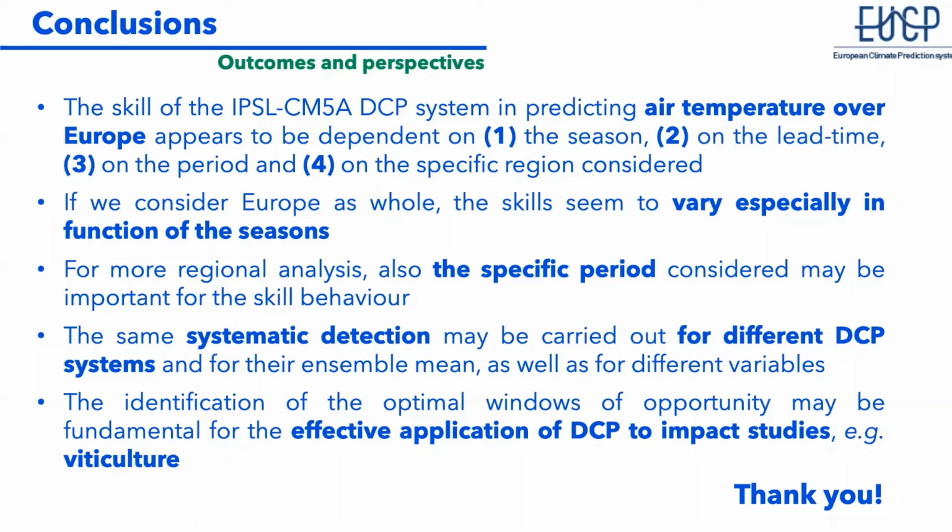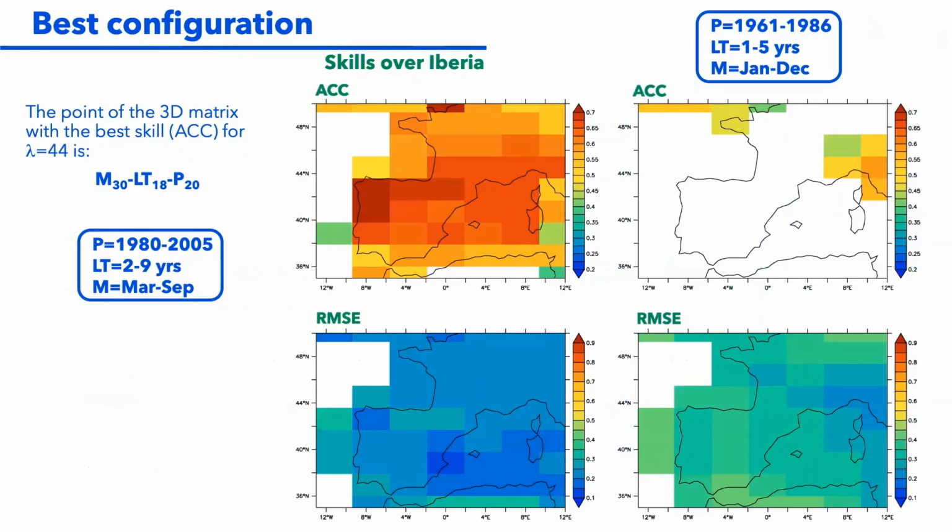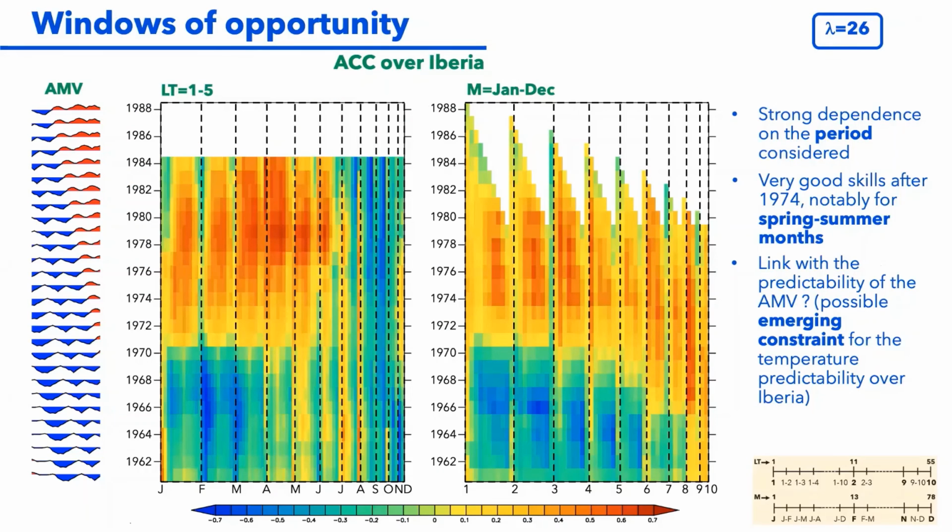Yeah, just had a question about when you showed the time dependency of skill and potentially linking it to the AMV. I was wondering if you don't think that part of that could be due to initial conditions potentially being better captured later on in the series, given that observations going back to 1960 might not be that great.